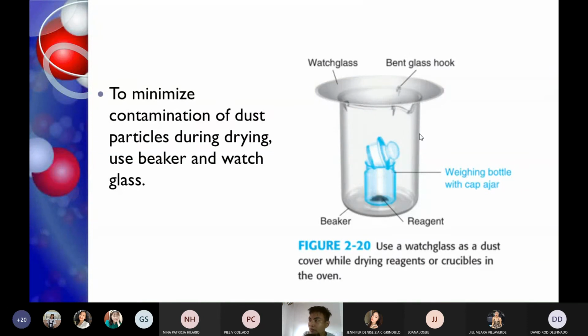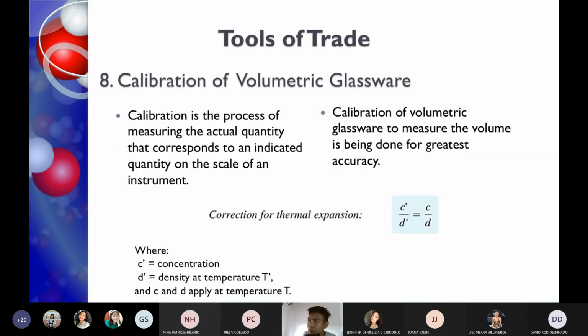Ito naman, if you are placing tiny objects sa desiccator, you have to place it in another container, just to prevent dust from entering it. Kasi yung dust pwede rin siyang mag-contribute ng errors sa measurement. Okay? So yan, additional steps pag maglalagay kayo ng instrument, or pag maglalagay kayo ng samples ninyo or apparatus sa desiccator. So yan.